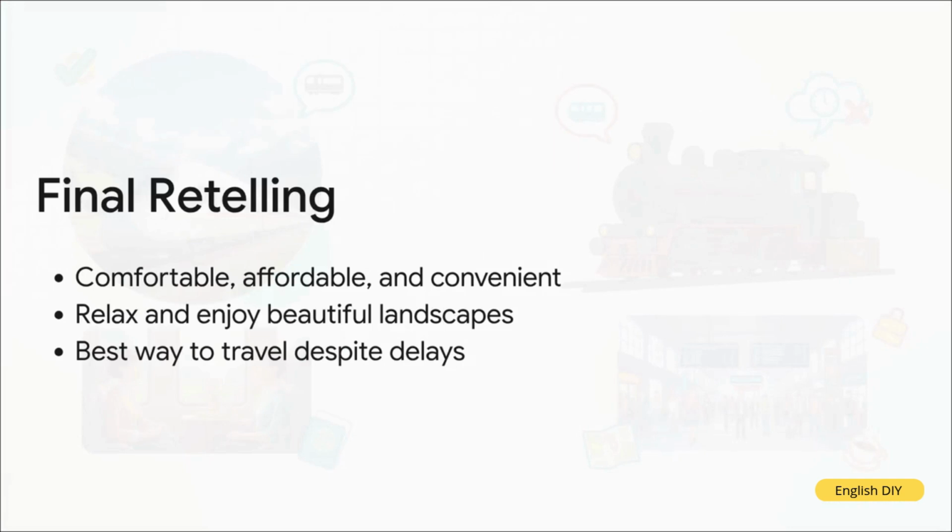So, here is a final retelling structure that you should absolutely memorize. Point 1. Trains are comfortable, affordable, and convenient. Point 2. You can relax and enjoy beautiful landscapes. Point 3. They are the best way to travel despite delays and a lack of privacy. Seriously, if you can just remember these 3 points, you'll be able to speak independently and confidently about this topic anywhere.